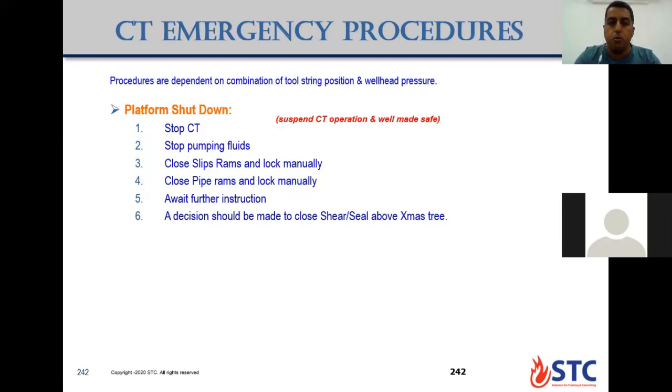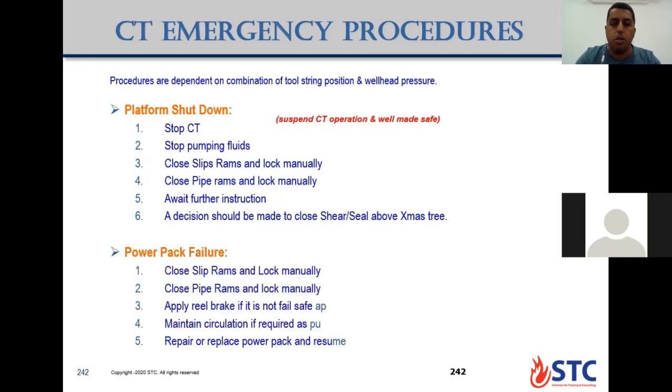The first step usually is to stop coiled tubing movement. Number 2, stop pumping. Number 3, close the slip ram and lock manually. Number 4, close the pipe ram and lock manually. Number 5, go to the muster point and wait for instructions. If the decision is to evacuate the location, you should close the shear seal above the Christmas tree and drop the coiled tubing inside the wellbore.